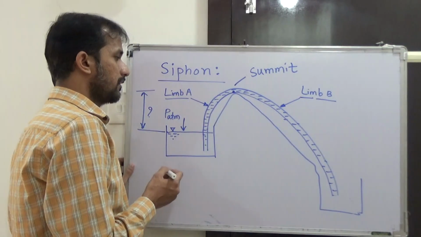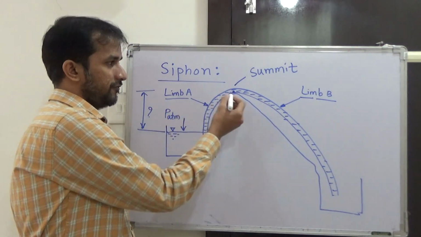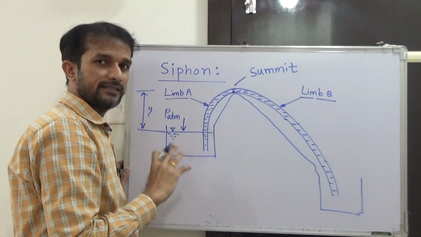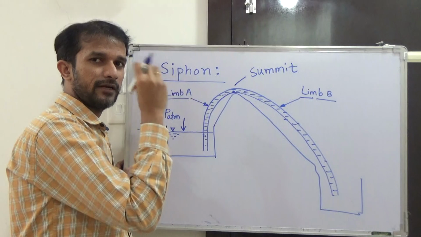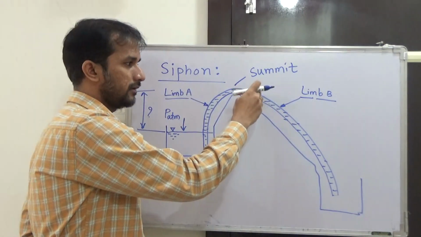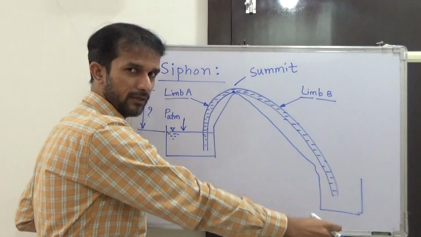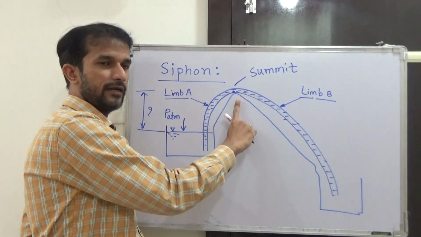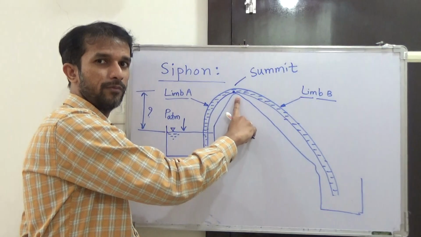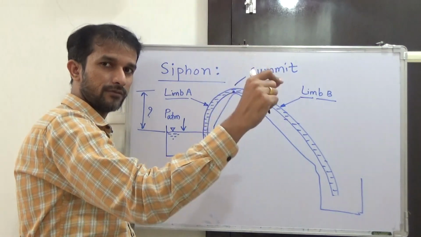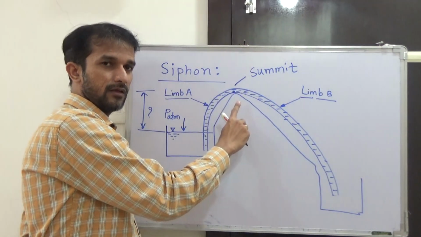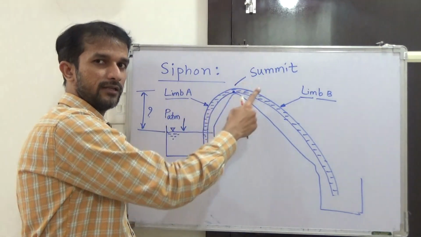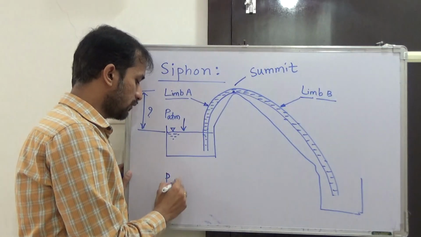If this is vacuum, and vacuum can be of any extent, let us say that it is perfect vacuum, 100% vacuum, there is nothing. Whatever the water it is dropping with a huge rate, the sudden vacuum created here is absolute, means zero absolute pressure. If such a case is there, then what will happen? What is the pressure difference now? P atmosphere minus 0.